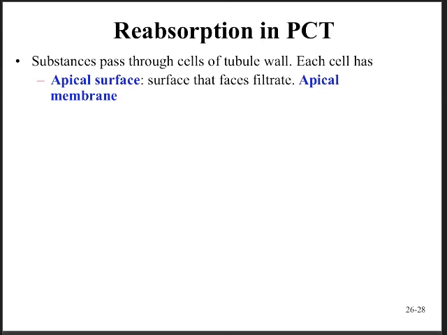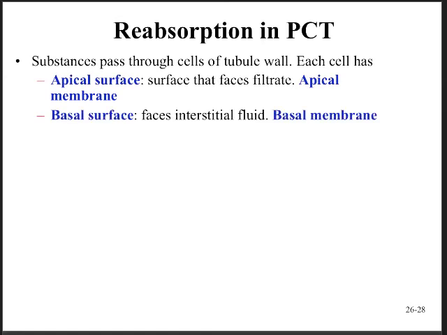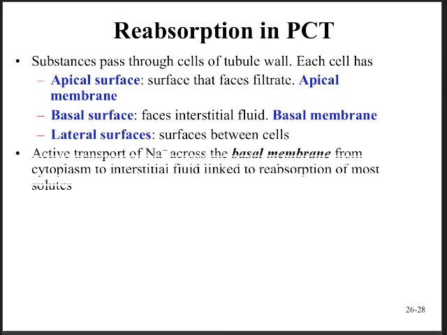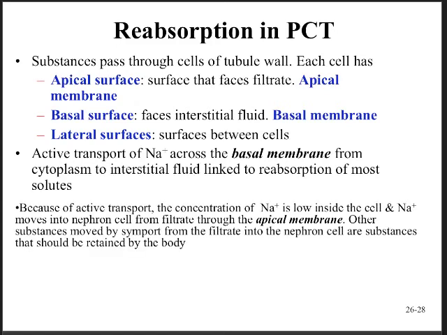The apical surface is the portion of the cells that line the PCT that actually faces the filtrate, and this forms the apical membrane. Well, the basal surface faces the interstitial fluid, and this forms the basal membrane. The lateral surfaces are, of course, between the cells. And so what happens here? Well, we have active transport of sodium across the basal membrane from the cytoplasm into the interstitial fluid, linked to the reabsorption of most of the solutes.